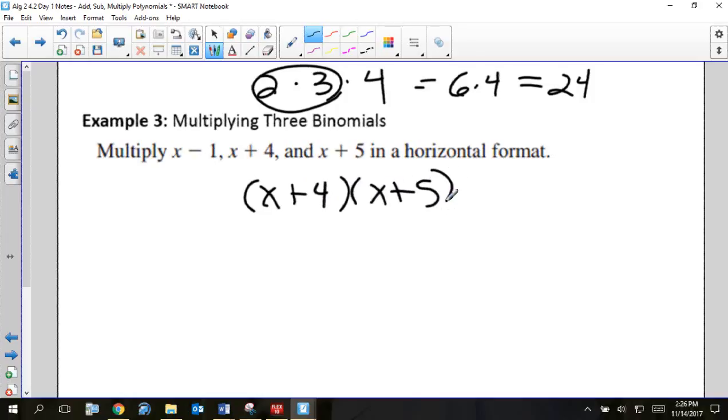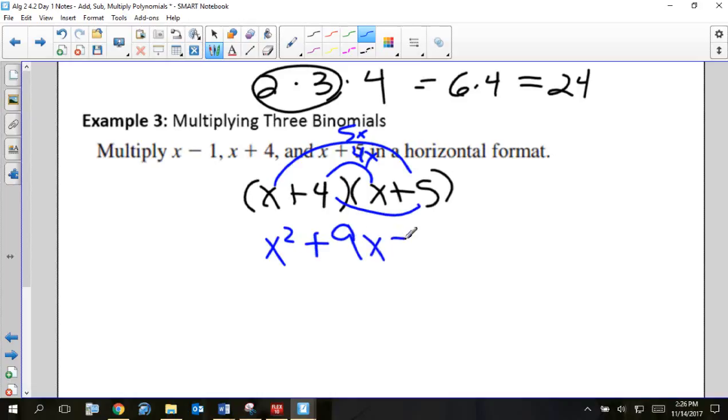How do we multiply something like that? Distribute. Remember, we spent a lot of time factoring and multiplying it. It should be really easy to multiply back together now. What's the first term going to be? x squared. My outer and my inner give me 5x and 4x, so 9x. And then my last gives me 20.